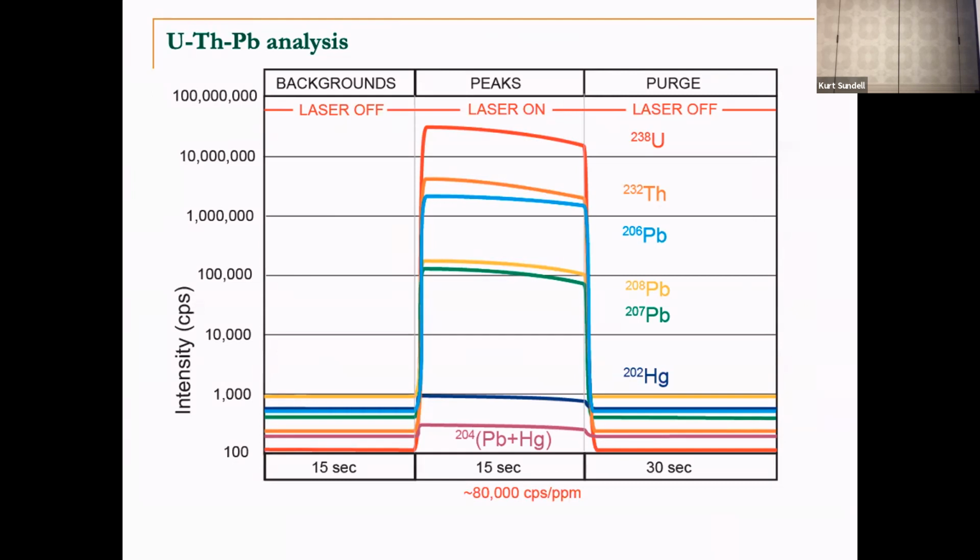Laser turns on, we begin drilling through our zircon. We have a slight downhole slope to that curve as we drill down. Laser turns off, we return back to our backgrounds. One thing to notice here is that things like uranium-238 actually have a steeper downhole than things like, say, lead-207. We're actually having more trouble excavating that out of the pit.